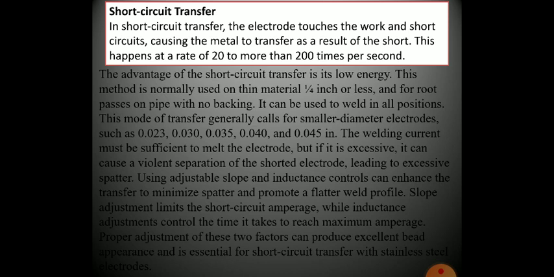It's low energy. Due to that low energy, this method is normally used on thin material, that is 1/4 inch or less, and for the root pass on pipe with no backing. So that metal transfer mode, the short circuit transformation, is the basic concept for making the pipe weld without the backing. Backing is a kind of support provided to stop the leakage of the welding material from the weld portion.